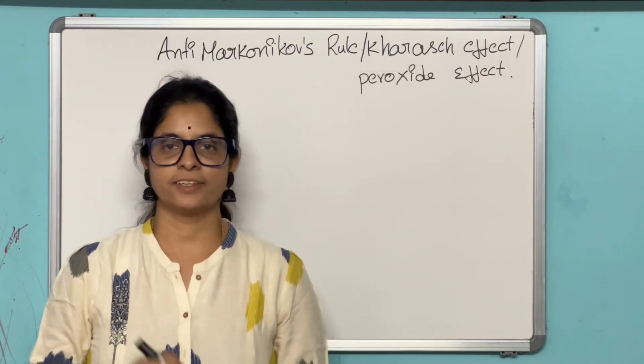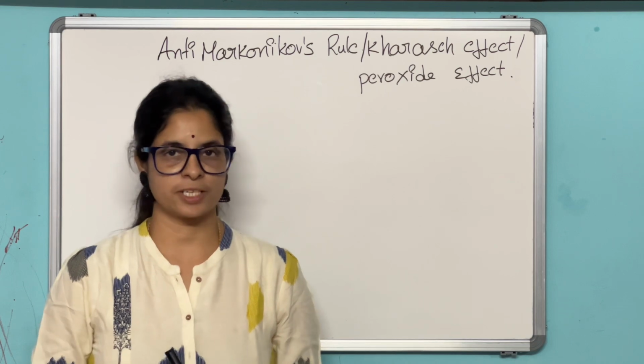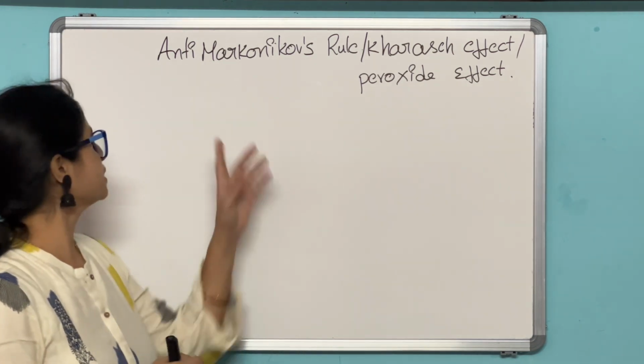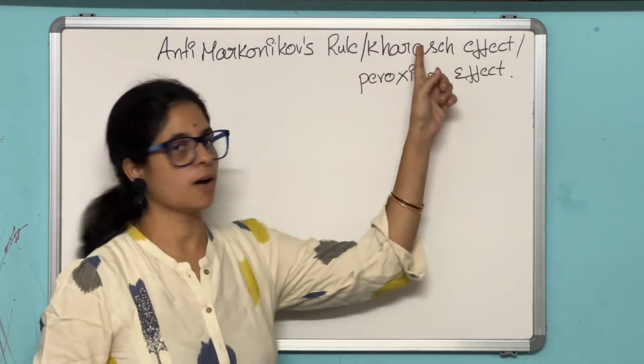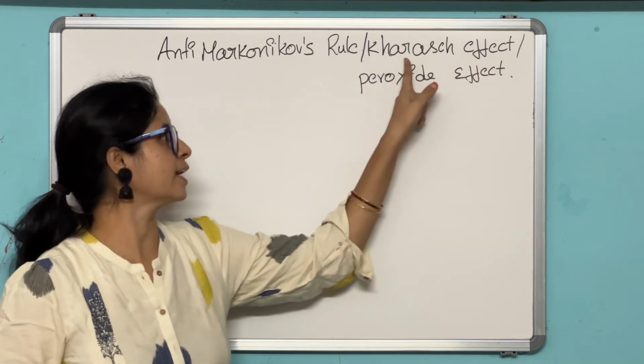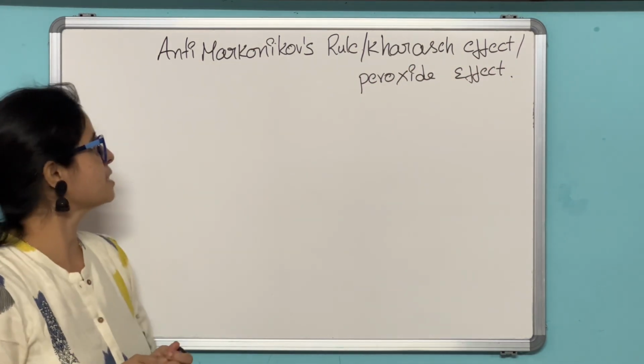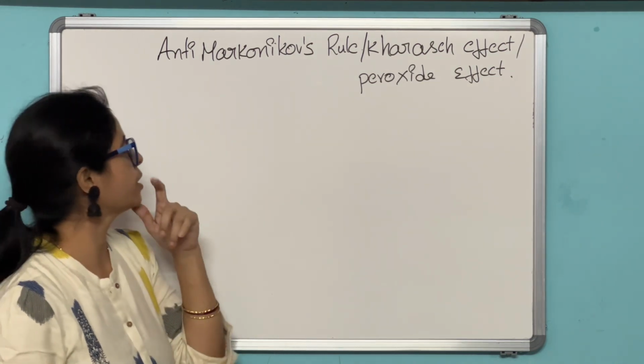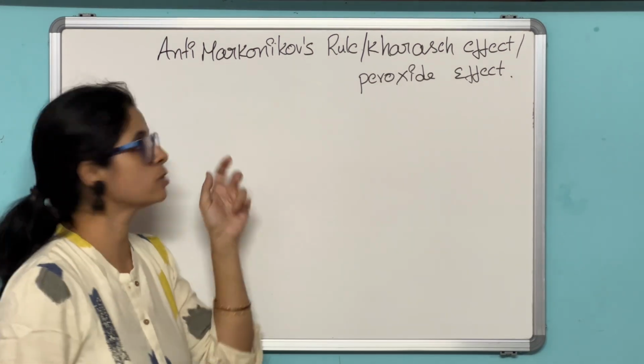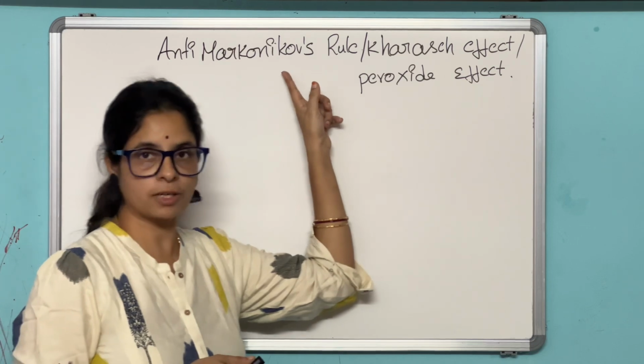Actually it is the day 3 of our class 11 organic chemistry. So here our topic is anti-Markovnikov's rule, or it is otherwise called as Kharasch effect or peroxide effect. So what is this effect and what is anti-Markovnikov's rule? The rule itself says that it is against Markovnikov's rule.